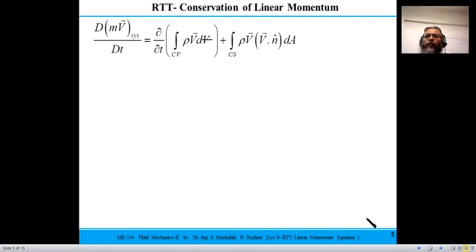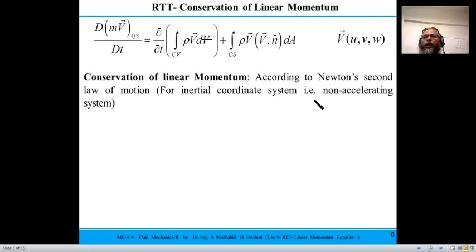So in this equation, on the left hand side, as you know, the v is a velocity vector, and the velocity vector means it has components u, v and w. So these are the components of the velocity vector. This equation is a vector equation, so it has components in x, y and z, because u, v and w are the components of the velocity in x, y and z.